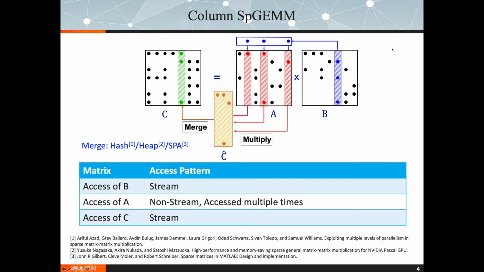Let's take a closer look at the column SpGEMM algorithm. As per the name, this algorithm generates the result column by column. Every iteration, it picks a column from matrix B and multiplies all the non-zeros with the corresponding columns from matrix A. And then you can use different strategies to merge the data to yield this column. So you see, the access to B is continuous. However, the access to A is random. We have to match the index here, and we have to fetch the data multiple times.